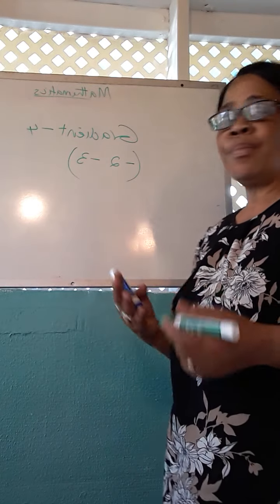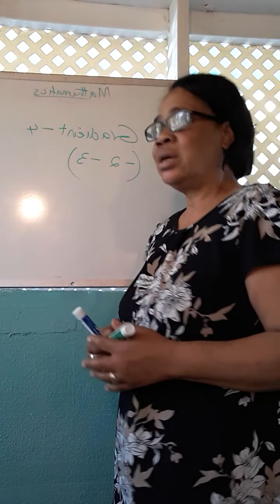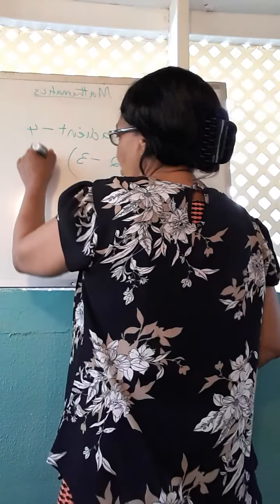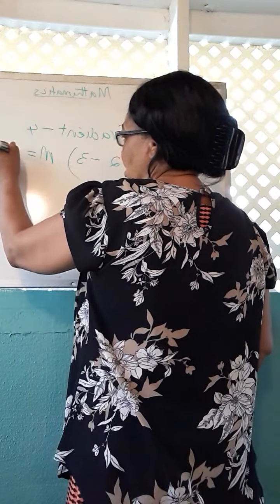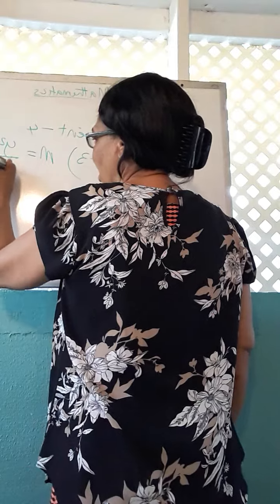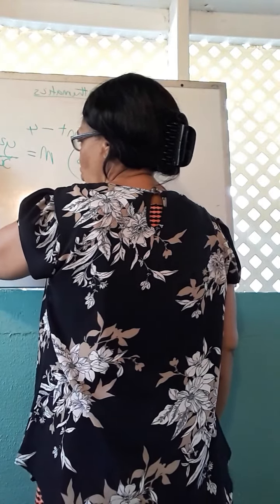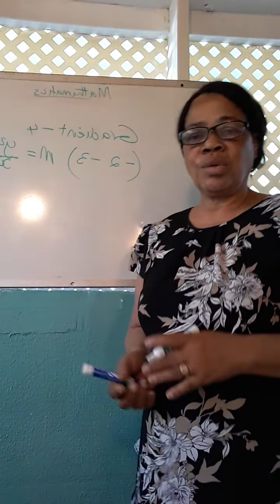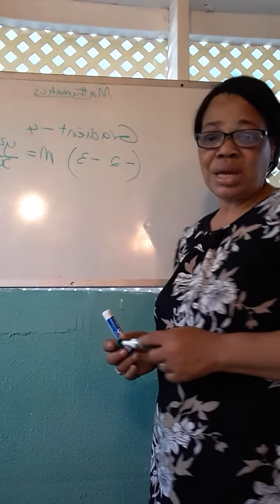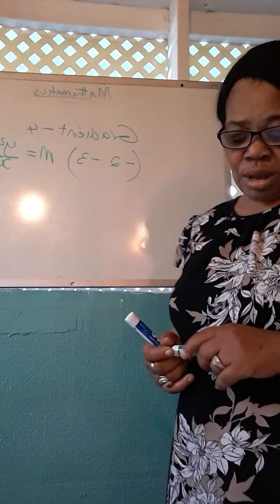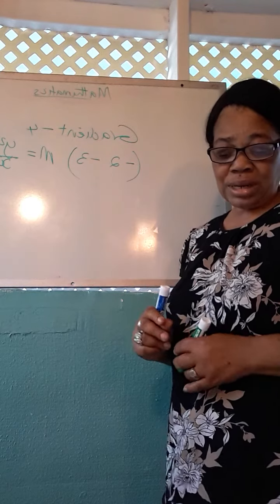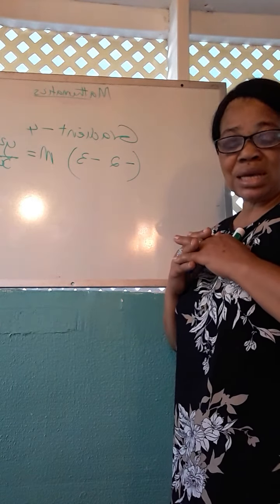Now we're going to go back to what we learned earlier: the gradient, normally referred to with the letter m, is equal to y2 minus y1 over x2 minus x1. You have to remember these things. The gradient is always the rise over run. So the gradient is y2 minus y1 over x2 minus x1. In this case, we are only given 1 point, and so we're going to take that point as point number 1.